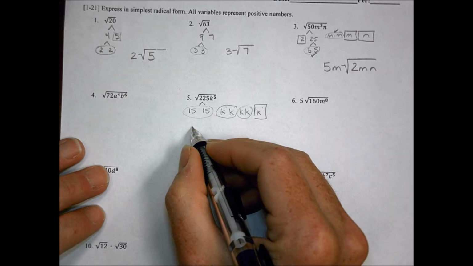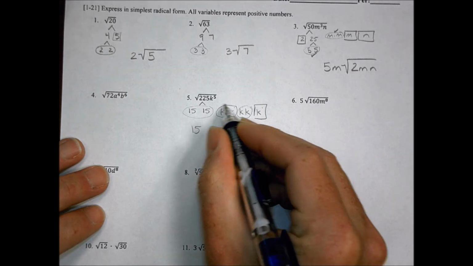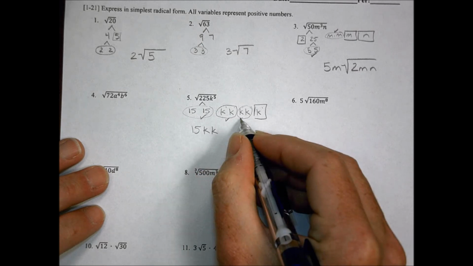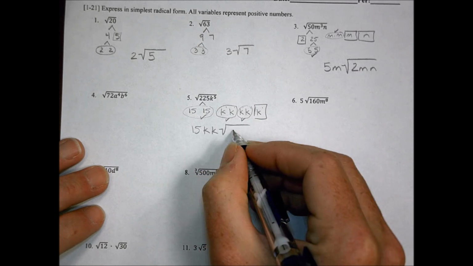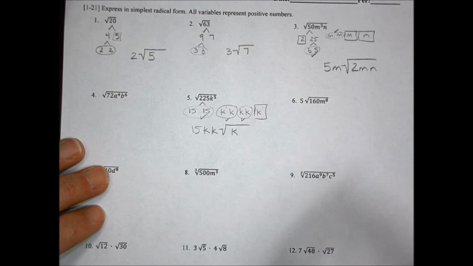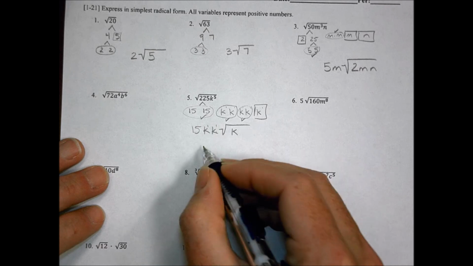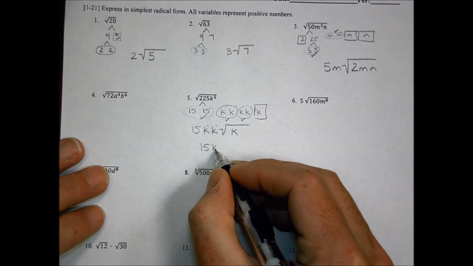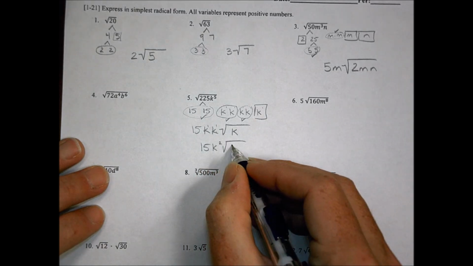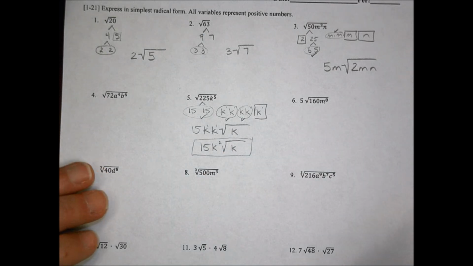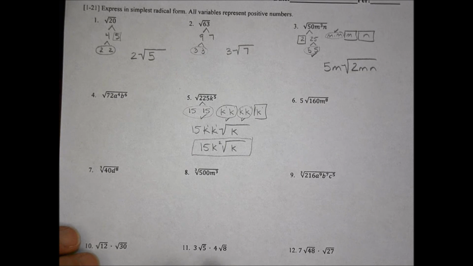So on the outside, I can put a 15. I could put a k. I could put another k. On the inside of the radical, I still have 1 k left. So these two k's can combine. K to the first times k to the first is actually k squared. And we have still the k on the inside there. All right. So that's how we get number 5.